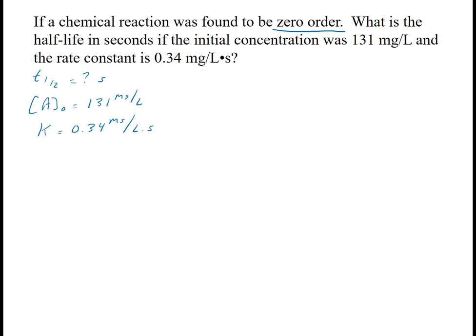I'm already in seconds. So the equation for a half-life of zero order is the initial concentration over 2 times the rate constant. So t to the 1/2 is going to be the 131 divided by 2 times 0.34. And when I do this, I get 192.6 seconds. If I want that just to 3 significant figures, it would be 193 seconds is my t to the 1/2.